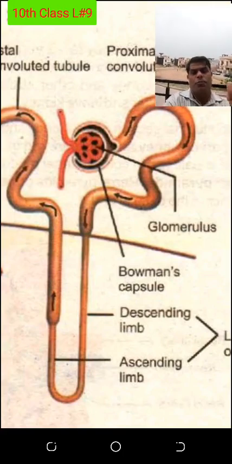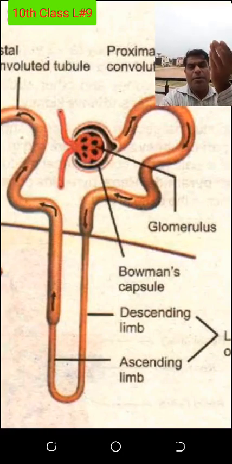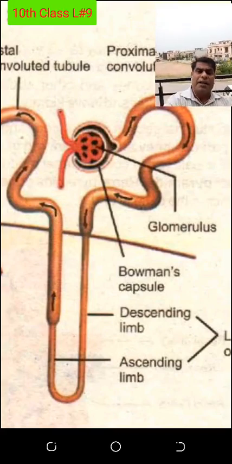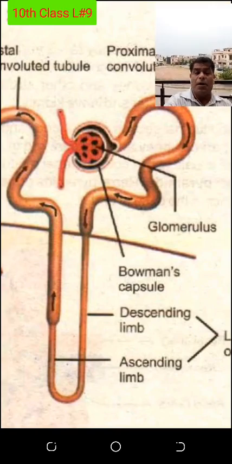Some useful components go into the Bowman's capsule. They may be sugar, amino acid, fatty acid, or glycerol, because digested food products are also present in the blood. These digested food products which are present in the blood may go to the Bowman's capsule. So what is the problem?